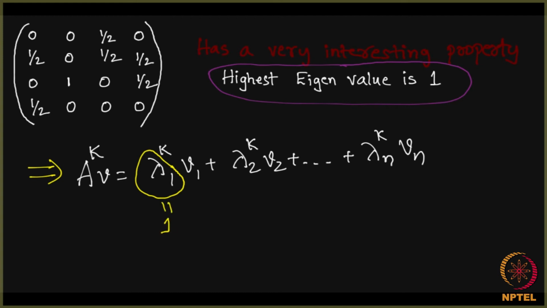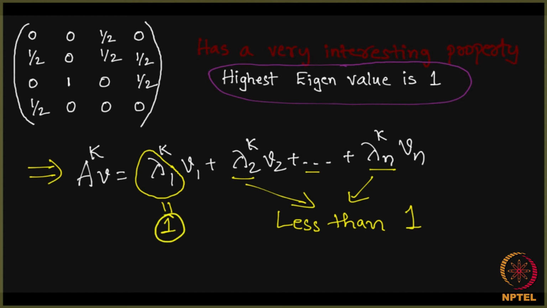Next. Lambda 1 is 1 here because that's the highest eigenvalue, as I told you. That's the property of such a matrix. And the other eigenvalues are less than this. Now what does it mean? You would have observed that 1 to the power of k will make it 1 itself, right? Other numbers are less than 1 here, and when you raise them to the power of k, all of them become 0, right?